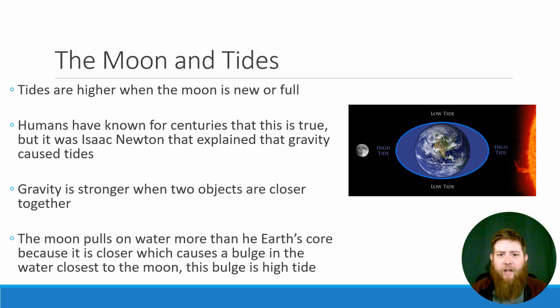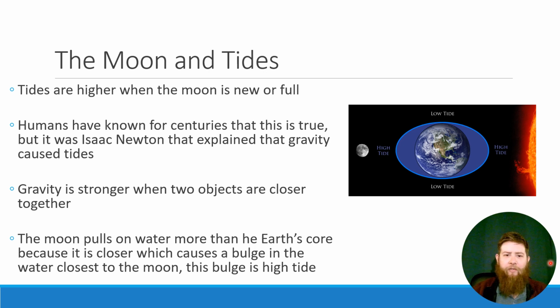The big one that forms the tides is the moon. It forms them when we get a new moon or a full moon. So when the moon is here or when the moon is here. And we've known for centuries that that's true. We know just anecdotally that whenever the moon is full or the moon is new, the tides are stronger.